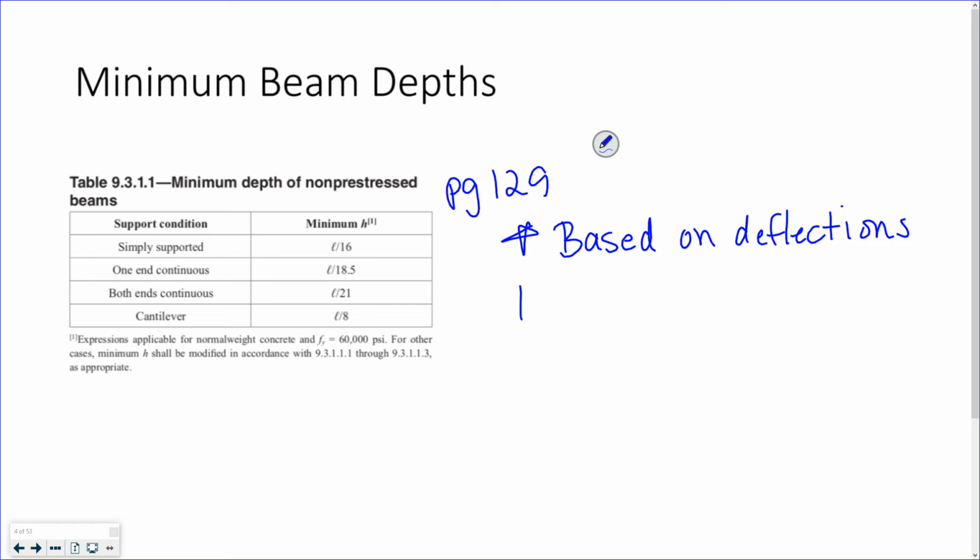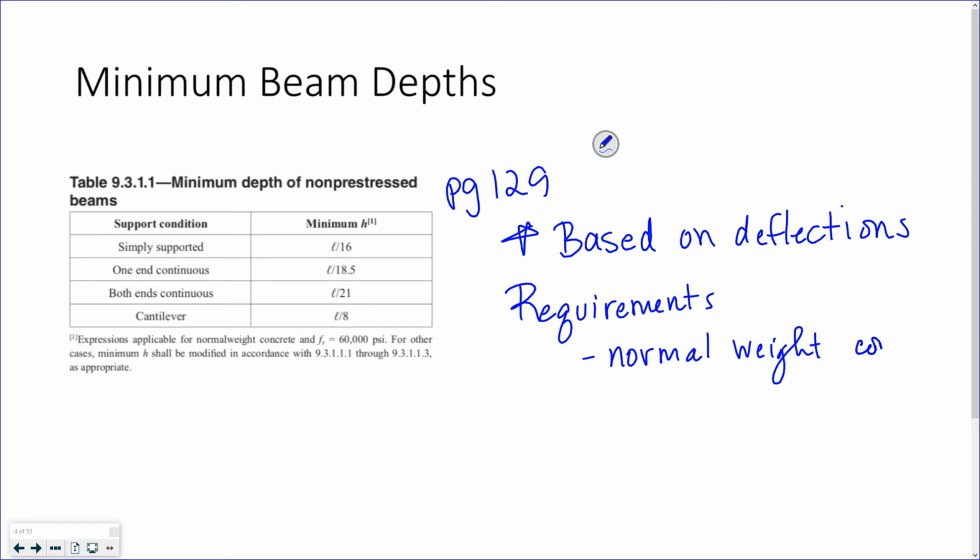And to use this table, you have to have normal weight concrete and steel with a yield stress of 60 KSI. If not, there's modifications.